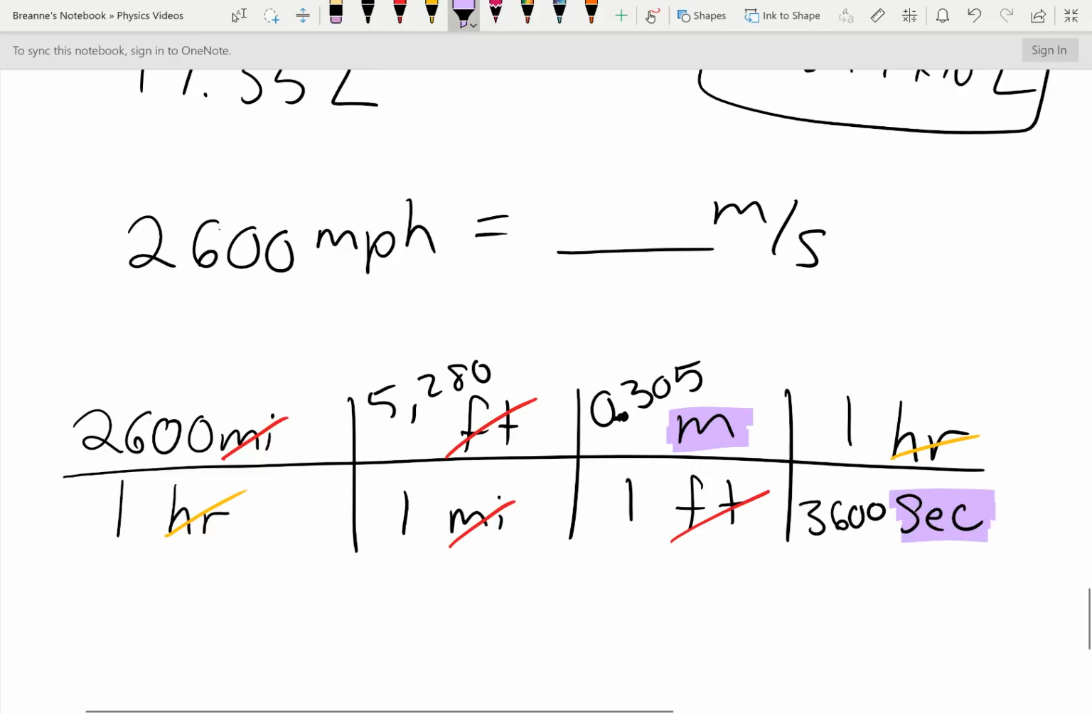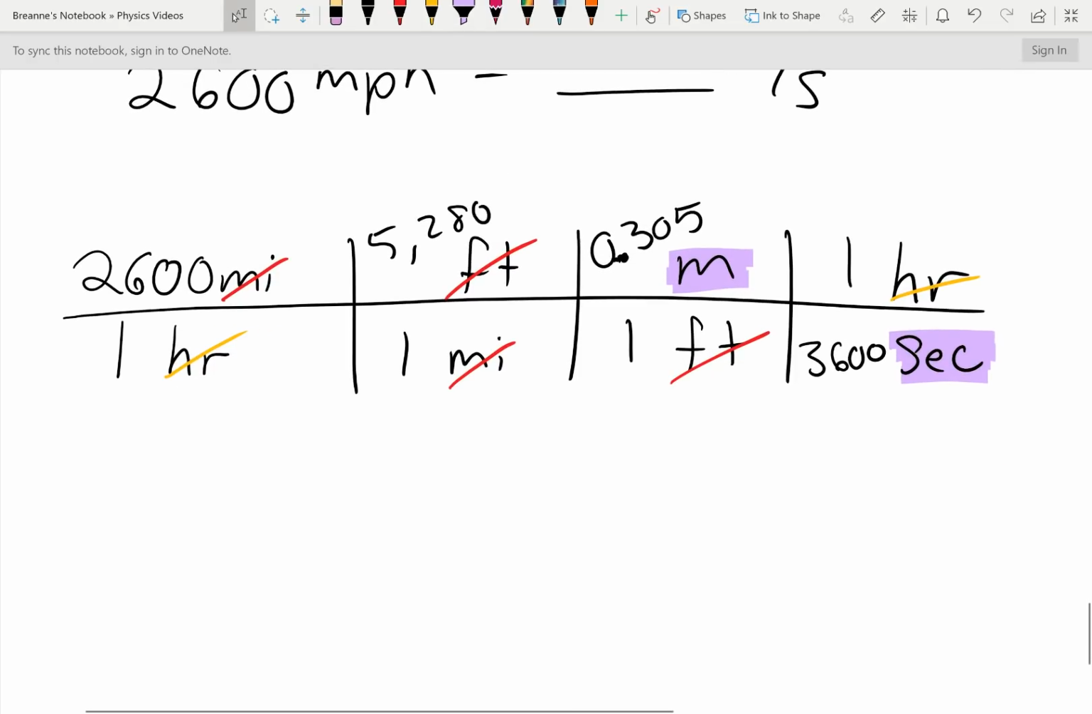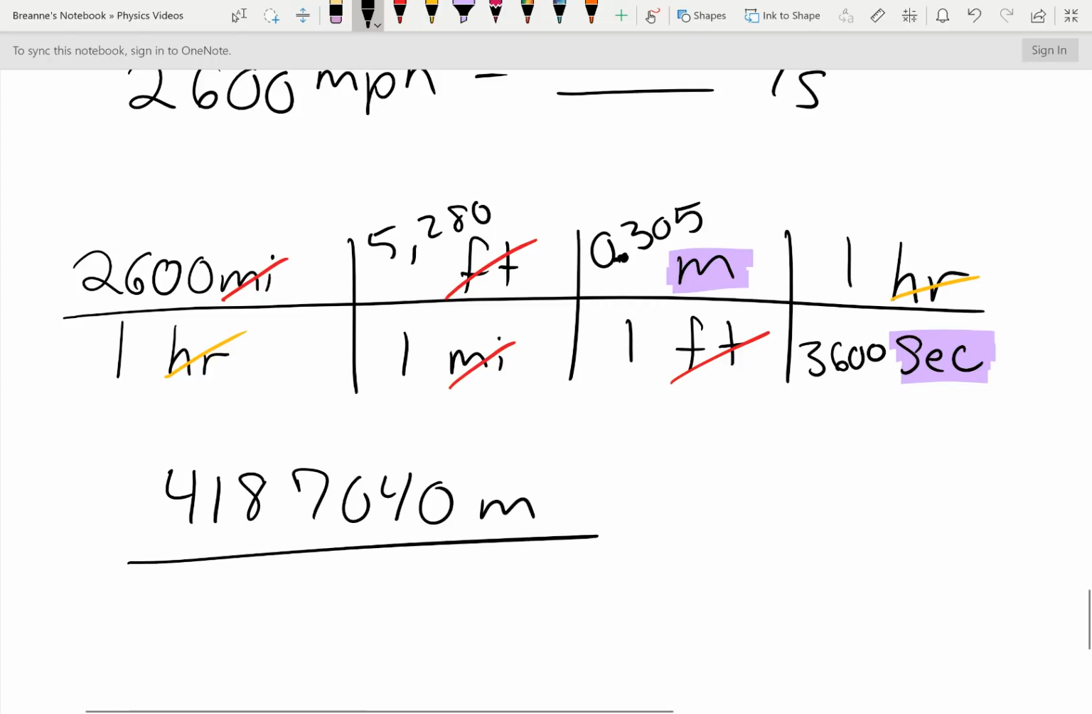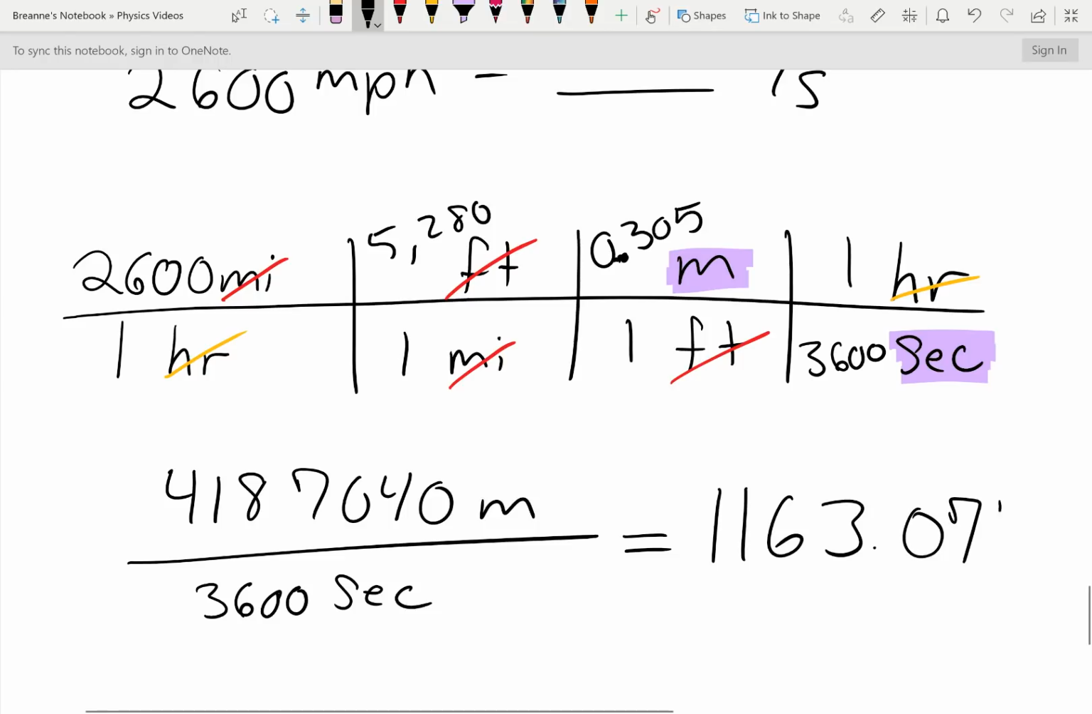Now we just multiply across the top, multiply across the bottom, and divide. So you do 26,000 times 5,280 times 0.305 times 1, and that gives you this huge number: 41,870,400, and that's in meters. And now we multiply across the bottom: 1 times 1 times 1 times 3,600. So 3,600 seconds. And you just divide by 3,600. And that's left with 11,630.7 meters per second.